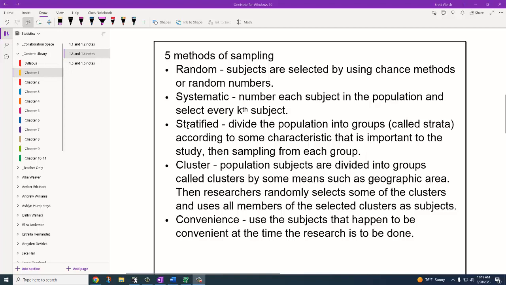Stratified means we're going to group everybody maybe by gender, by age, by class in the school, by some characteristic that's useful to separate people by. And then I'm going to sample each of those strata. I'm not going to ignore a group. I'm going to go to every group, and I'm going to pull maybe 2 people or 10 people out of each of those groups to sample. Okay? Cluster feels a lot like stratified, but it is slightly different.